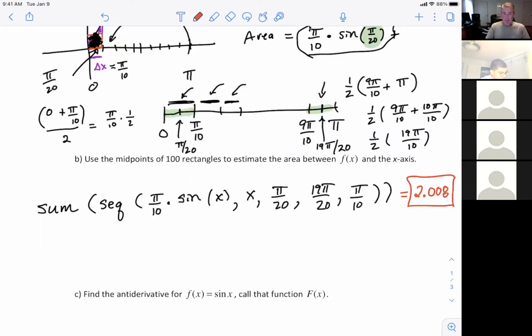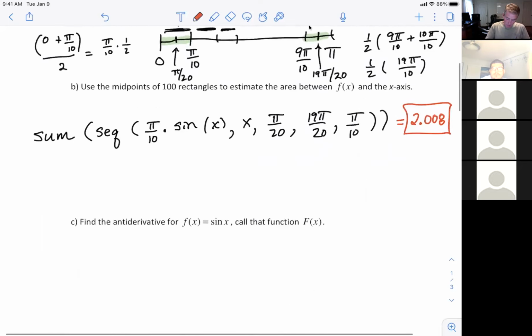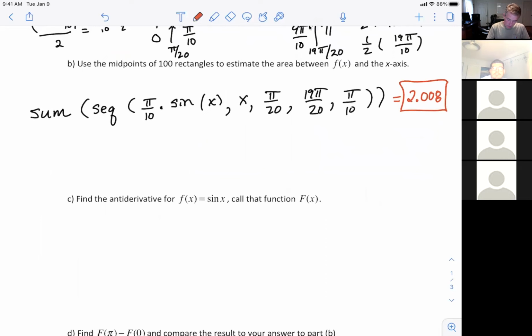Now for part B, do the same thing with 100 rectangles. So if it's 100 rectangles, that means that basically this is going to change to be pi over 100 instead of pi over 10. And then we just need to find out where to start, where to stop, and then this will be the delta x, pi over 100.